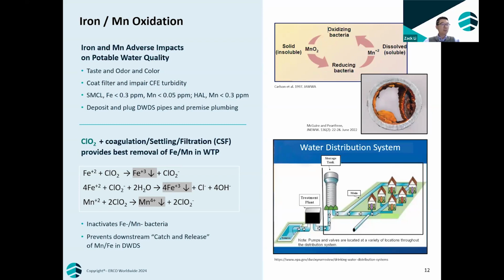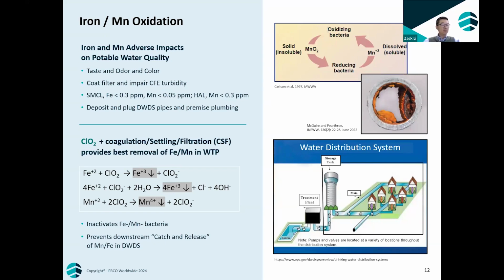And the breakthrough and carry over of iron and manganese tend to cause filter clog and filter effluent turbidity issues, and they can also cause downstream distribution system valve and pipeline clog or precipitation. Chlorine dioxide provides better control of iron and manganese than any other oxidants.